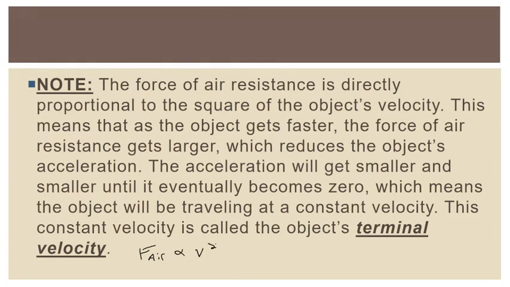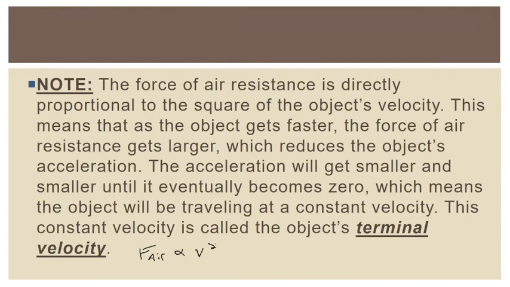This means that as the object gets faster, the force of air resistance gets larger, which reduces the object's acceleration. The acceleration gets smaller and smaller until it eventually becomes zero, which means that the object just goes at a constant velocity. This constant velocity is called the object's terminal velocity.